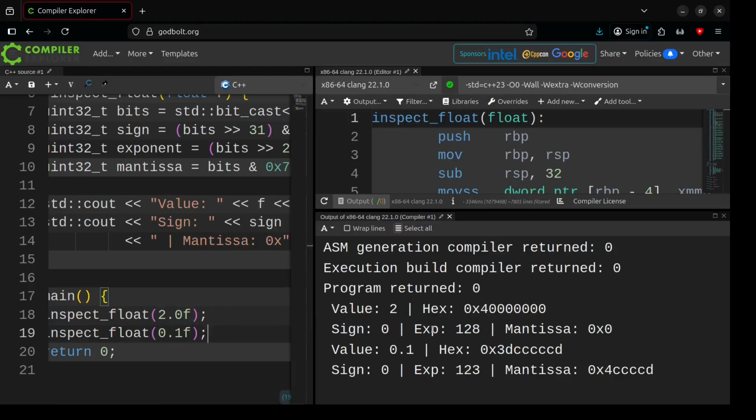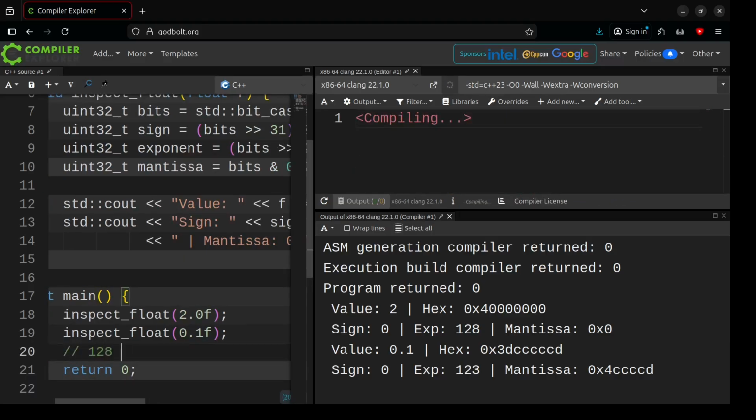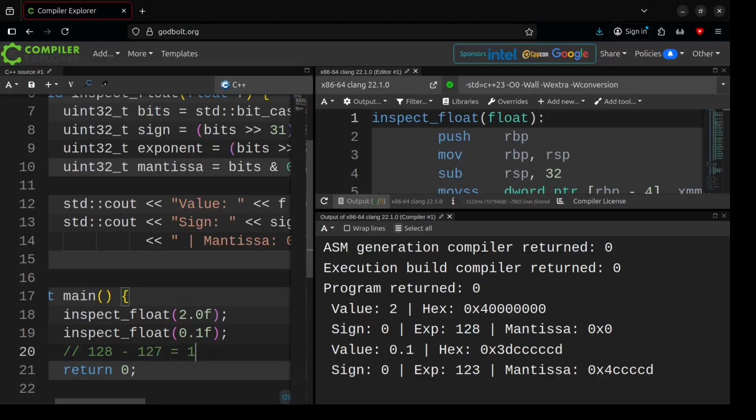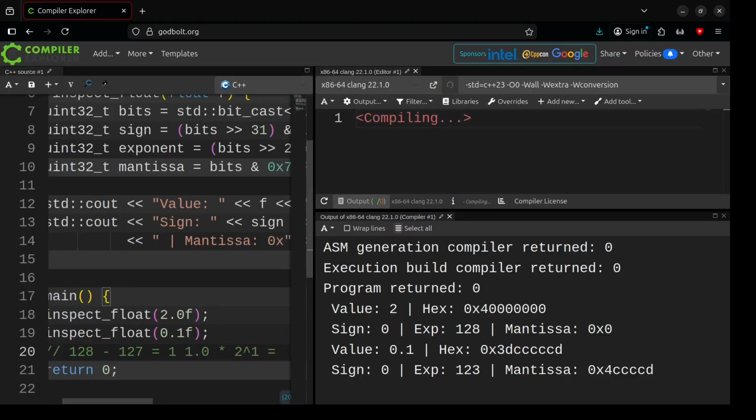Now for 2.0, the exponent is 128, and according to the floating-point standard, it uses a bias of 127. So the actual exponent is the stored exponent minus bias, and that results in the real exponent. So in our example, 128 minus 127, that means 1. And therefore the calculation of the floating-point formula is as follows: 1.0 multiplied by 2 to the power of 1, and that equals 2.0.